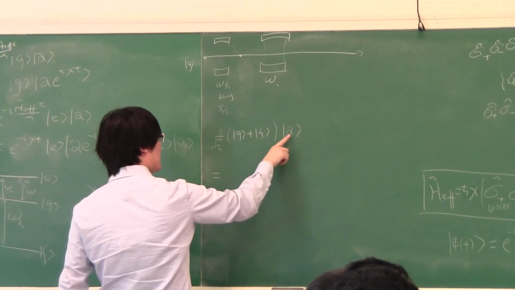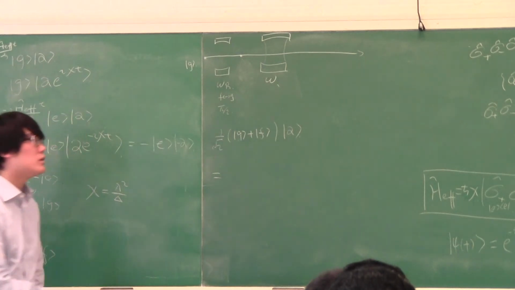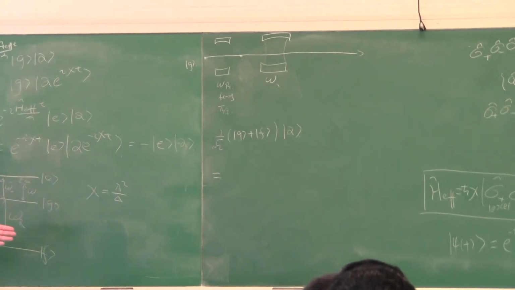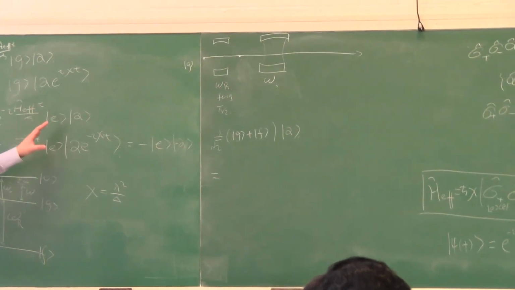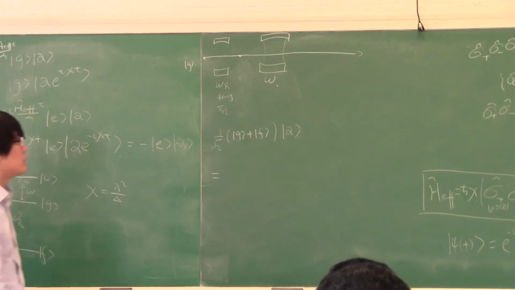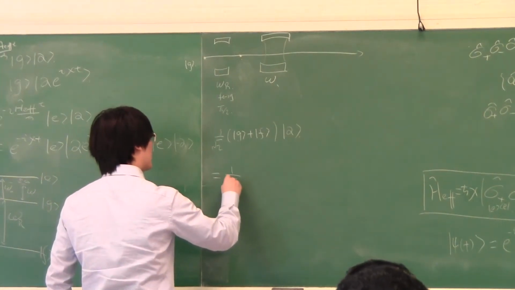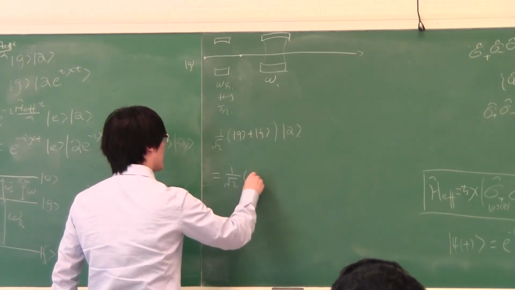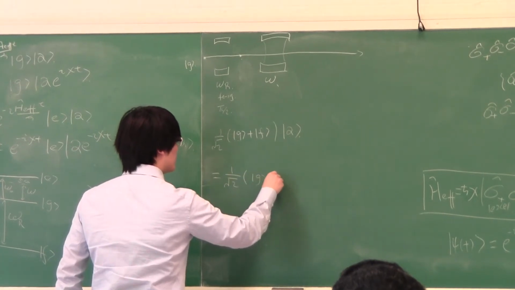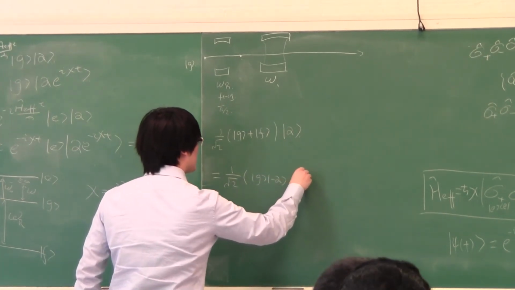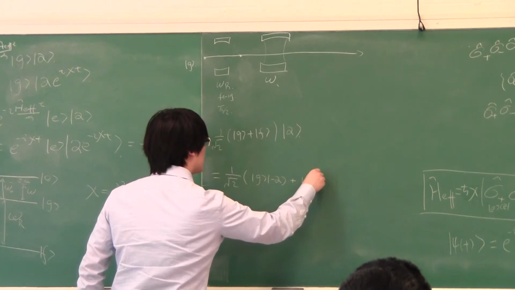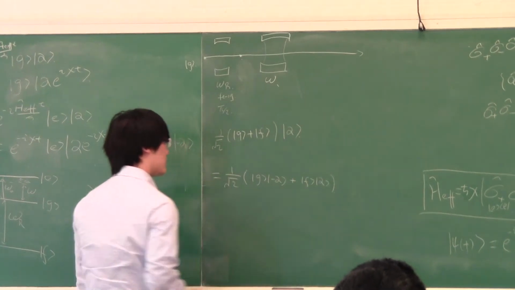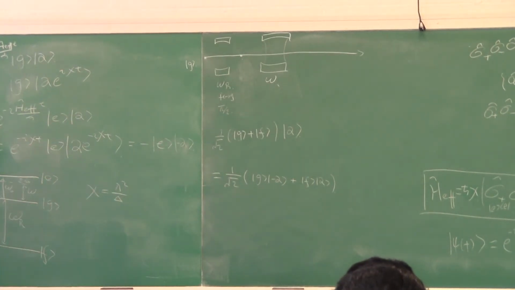So now let me let this evolve by controlling the time that the atom spends in the second cavity, so that the phase is pi. So that goes to G, minus alpha. So I get 1 over the square root of 2 (G, minus alpha plus F, alpha). Okay, so now the two things are just entangled.